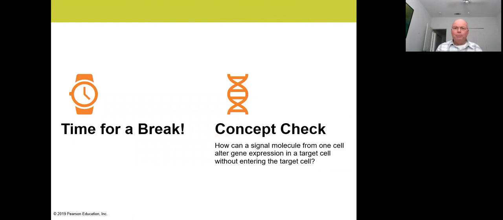So another quick break. Here we're not going to stop, because we stopped just a couple of minutes ago, but another concept check here just to make sure that we understand what we've just been talking about. So how can a single molecule from one cell alter gene expression in the target cell without entering the target cell? Well, this is all about the signal transduction pathway. The binding of the signal molecule to the receptor on the surface of the cell triggers a relay mechanism inside the cell that activates a transcription factor that activates the genes. So maybe we can put something like that here.